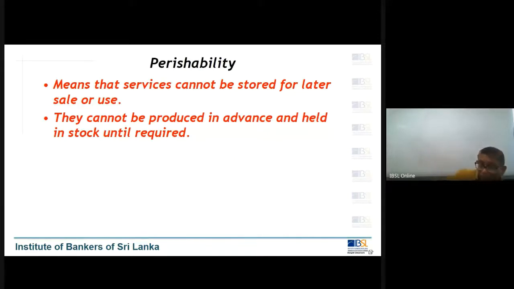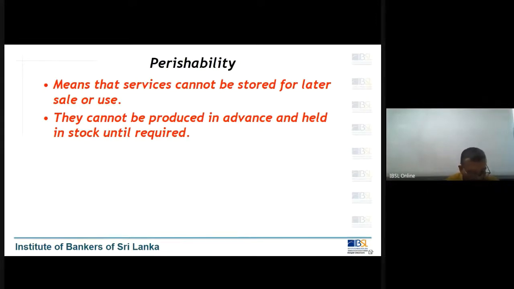Like an airline flight, right? Now another example. Say the flight going today has 200 seats, but only 100 seats are occupied, or 100 tickets are booked. The flight needs to go. Can you keep it for tomorrow? No. So the flight will run only for 100 people. That is what you call perishability. So you cannot store it for tomorrow, right?